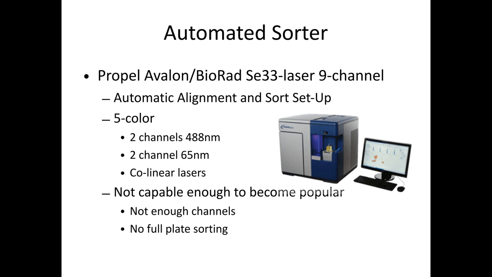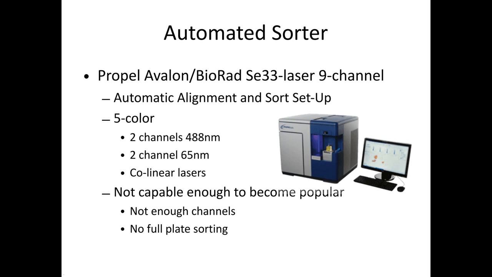They were collinear, which is something I'm not a fan of. And you couldn't sort a full plate. A lot of people are doing the basic one-color sorts or sorting on the plates. But this one had strips. And while it was cool, it didn't really fit into the workflow of our lab. And I ended up donating it to the San Diego Zoo, where I believe they're sorting rhino sperm on it.